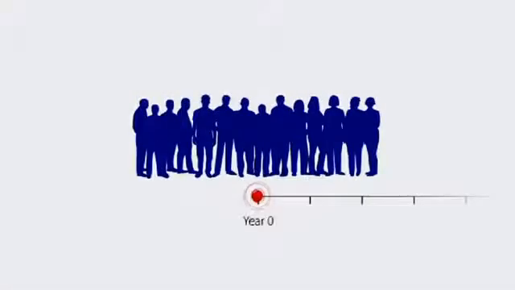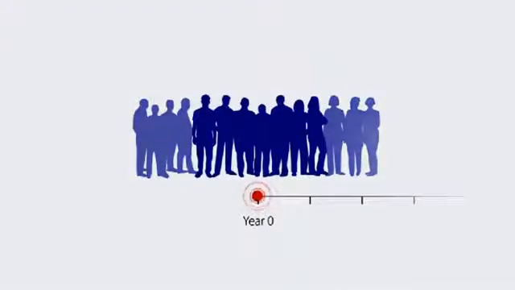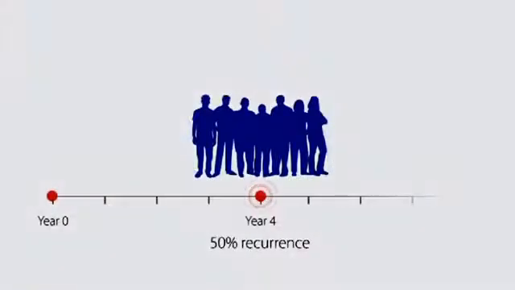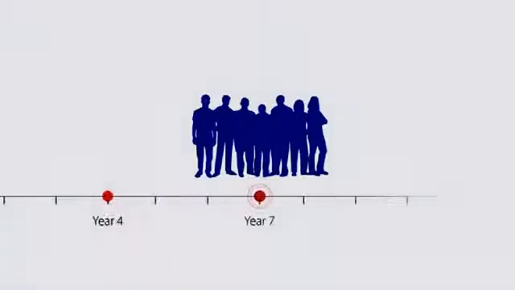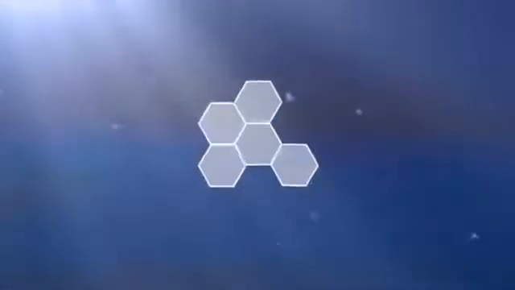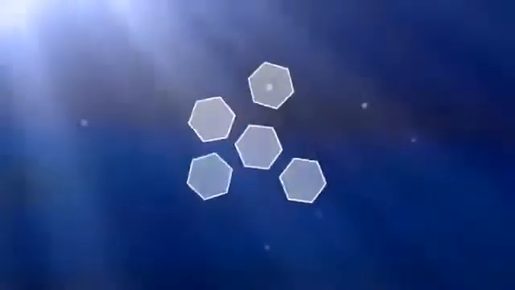It's important to note that nearly half of all first-time stone formers will have another stone episode within the next 4 years. Recurrent stone formers are at even greater risk and may form a new stone every 2 or 3 years. But what actually causes crystals to form? Why do some crystals develop into kidney stones and others do not?